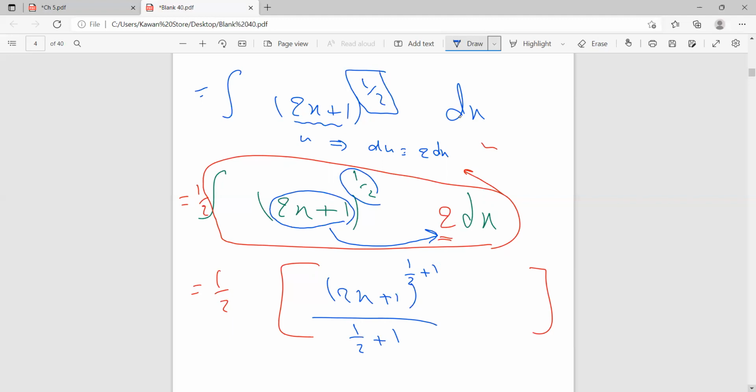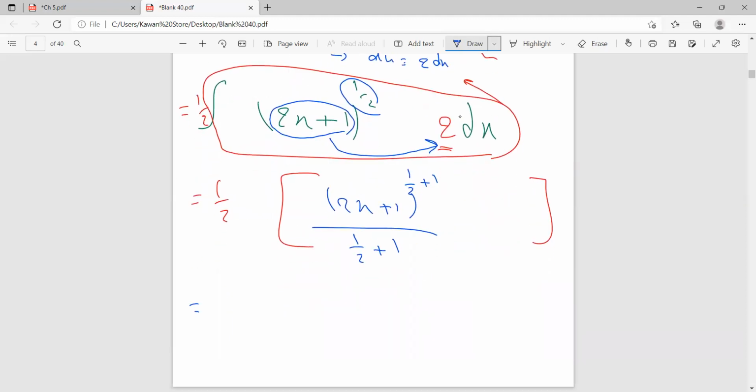Okay. So later this one will be what? 1 over 2 is outside, and here's plus c. The integral is equal to (2x plus 1) to the 3 over 2, because 1 over 2 plus 1 is equal to 3 over 2. Any question? Did you understand now? Shall I repeat it more?